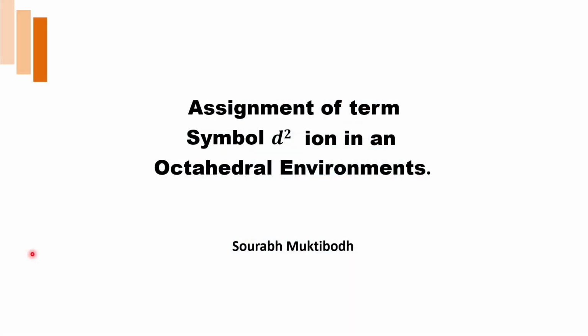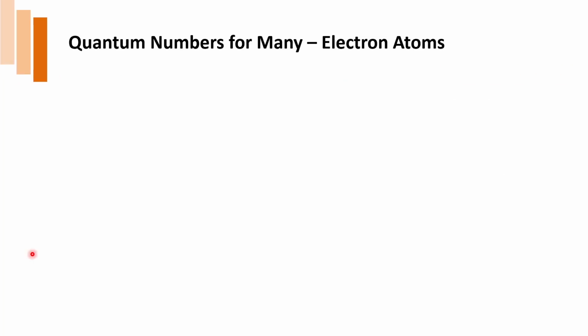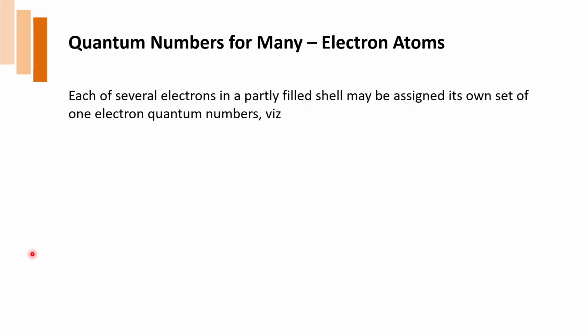Well, to begin, let's have some remarks on the quantum numbers for many electron systems, many electron atoms. Generally, when we talk about several electrons in a partly filled shell, we have the values of the azimuthal quantum number given by 0, 1, 2, 3, 4, 5, 6, and the corresponding letters are s, p, d, f, g, and so on. This is what we generally do in the case of the hydrogen atom.